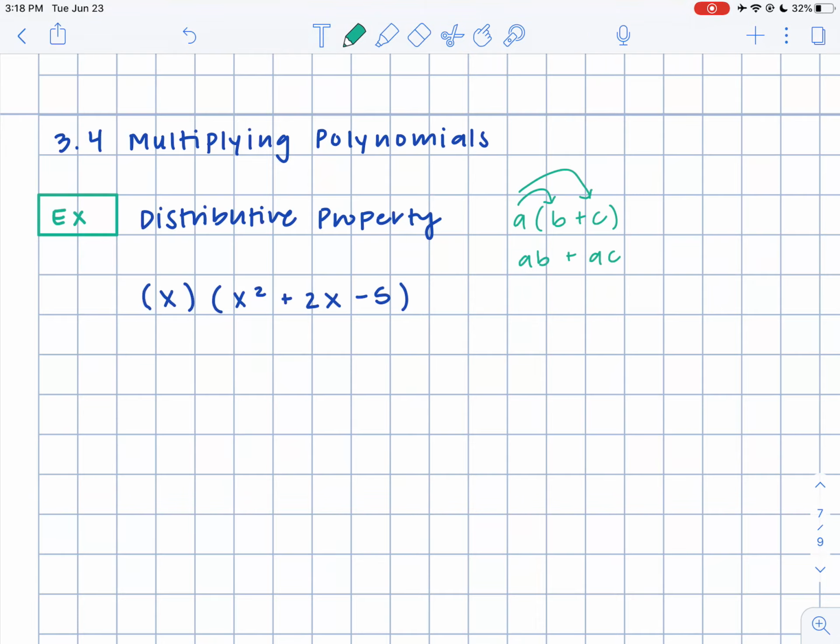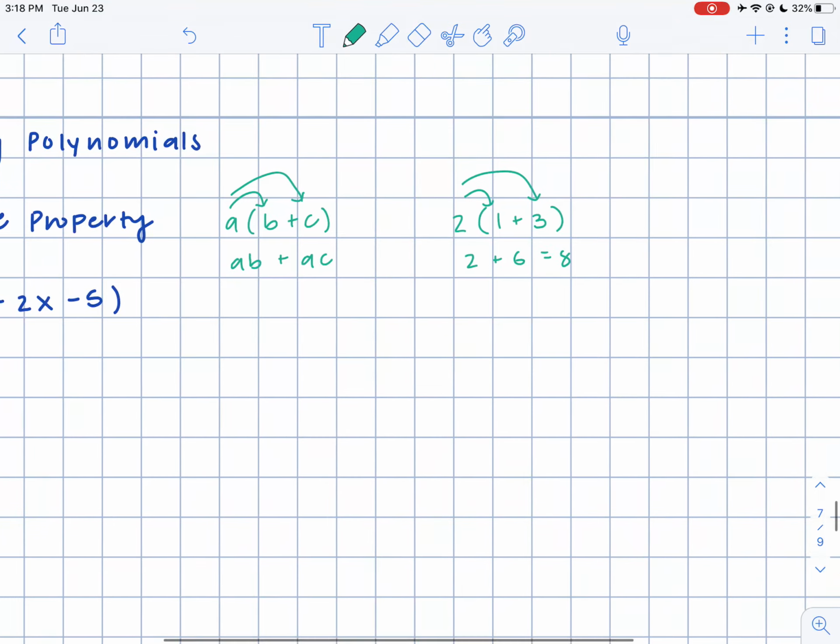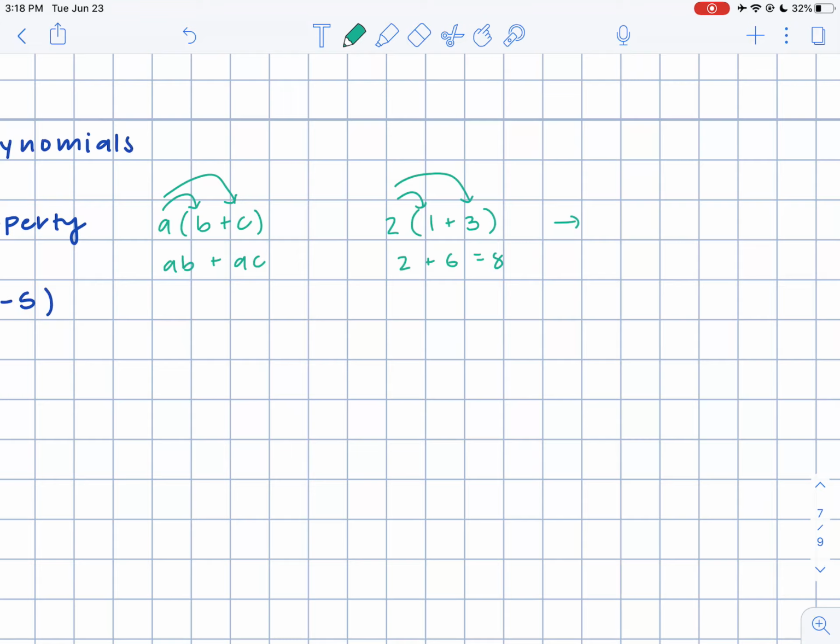Now let's look at why this works with integers. For example, if we had 2 times (1 plus 3), where 2 is A, 1 is B, and 3 is C, we can distribute the 2 into each term. So 2 times 1 is 2, 2 times 3 is 6, and that gives us 8. Similarly, instead of 1 plus 3, we could write 4, and that would give us 8. So you can see how the distributive property works with integers.